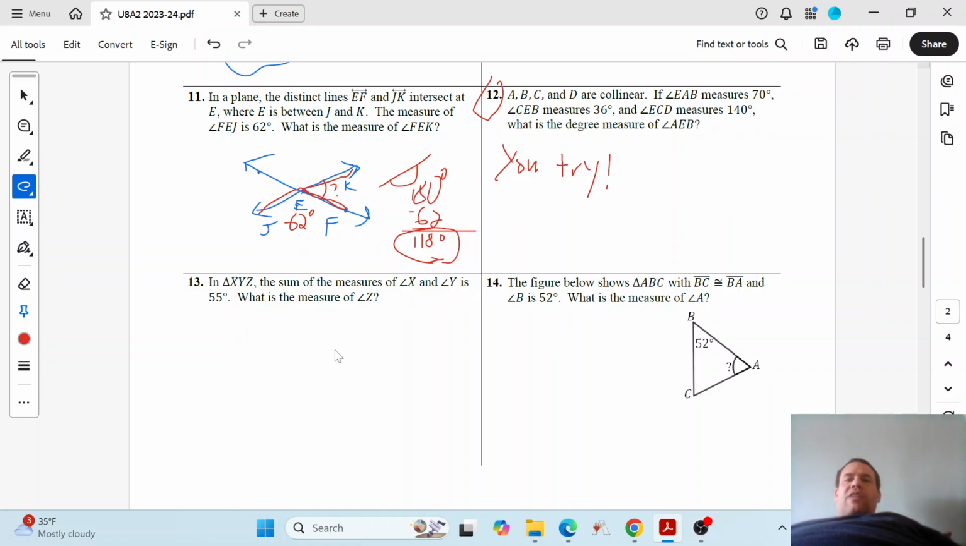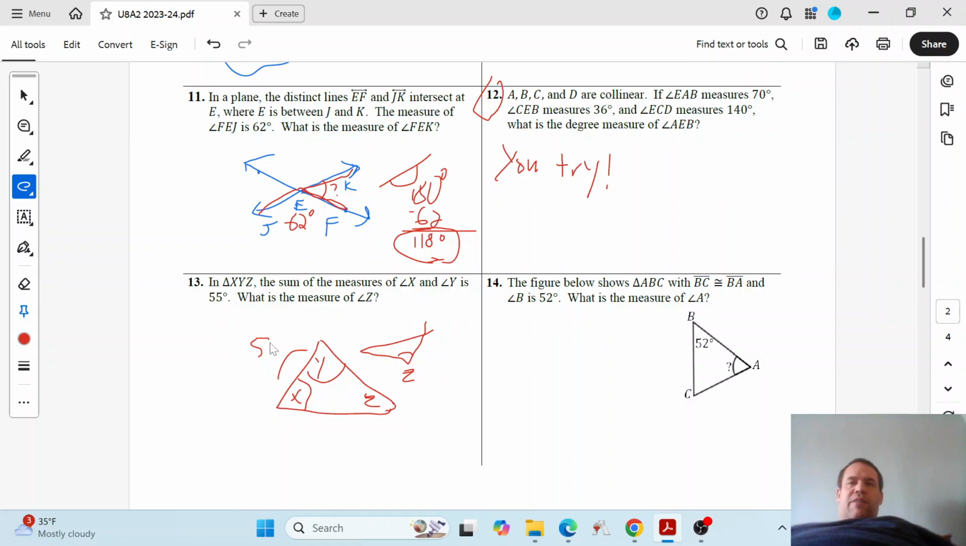So in triangle XYZ, the sum of measures of X and Y is 55 degrees. What is Z? So that's interesting. That's actually very easy. And I think I should just let you try that one on your own. Because they say that X and Y together is 55 degrees. So that's actually really small. So Z must be obtuse, really. So really, we drew that picture wrong. It should be like that, where Z is really big. But anyways, those two together are 55 degrees.